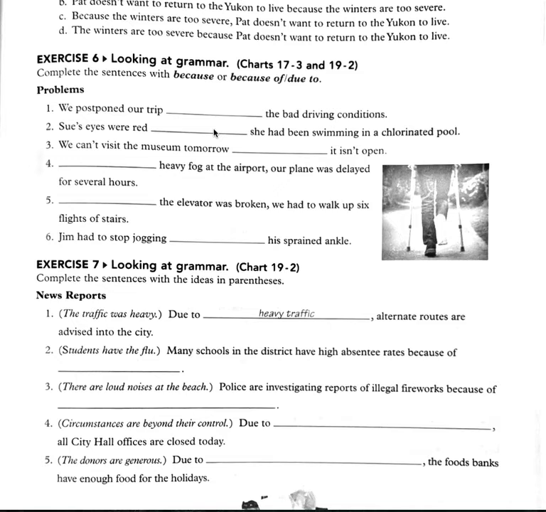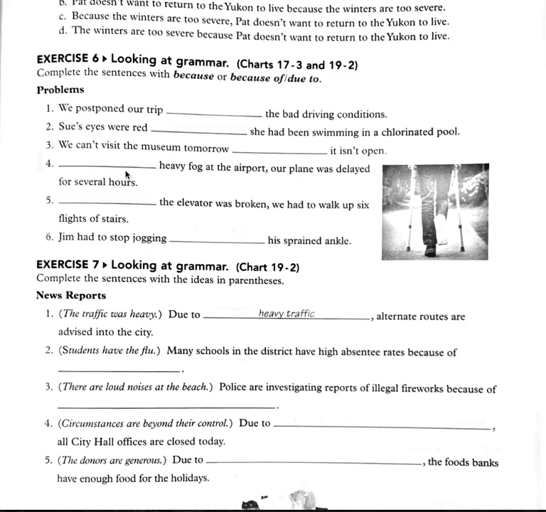Okay, let's look at number 2. Sue's eyes were red, blank. She had been swimming in a chlorinated pool. She, and then had been, past perfect. Subject, verb. So you say because. Number 3. We can't visit the museum tomorrow, blank. It isn't open. So it is a subject, isn't is a verb be. So because it isn't open.